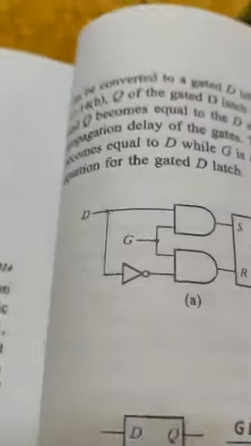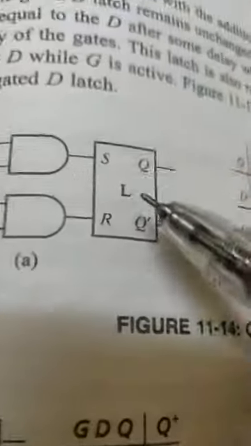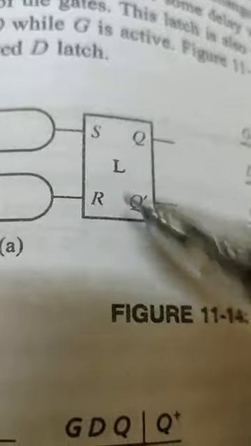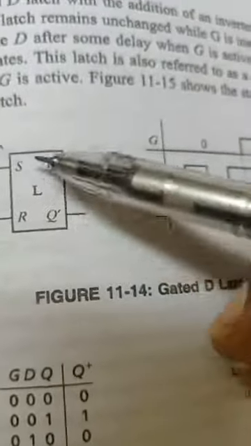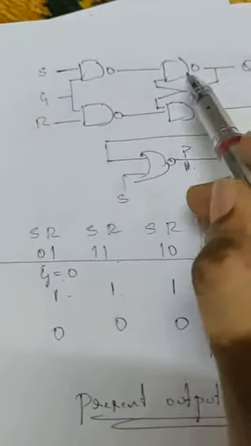So D latch is just an extension of SR latch. Look at this box, S R Q Q bar. If you take only this, this is an SR latch. So rather than writing this complete circuit, they have written just this box. The internal working of this box is nothing but this circuit diagram. Rather than writing the circuit diagram, here they have written this box.